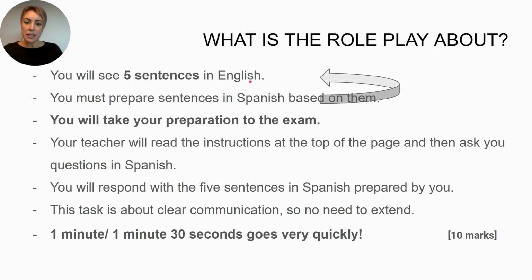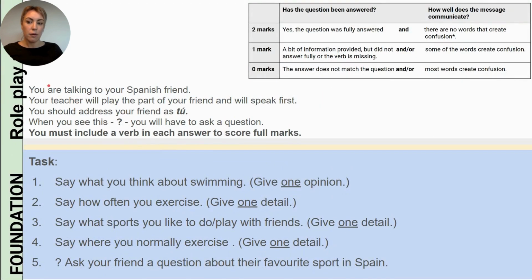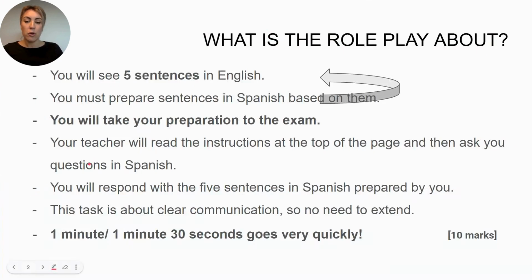Now, you will see 5 sentences in English and you must prepare sentences in Spanish based on these. So this is what it looks like. You're given instructions. You are talking to your Spanish friend. When you see a question mark, you need to prepare a question in Spanish, and each of your answers must include a verb so that you can get 4 marks, which is 2 marks per bullet point. Whenever you see the information in brackets, that is how much information you must include for you to get 4 marks.